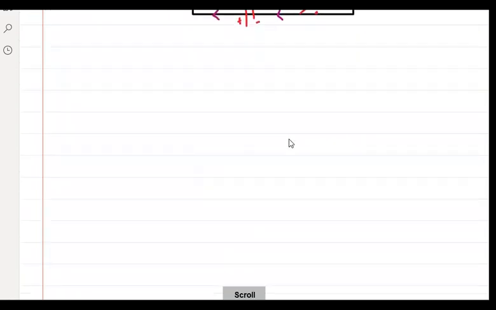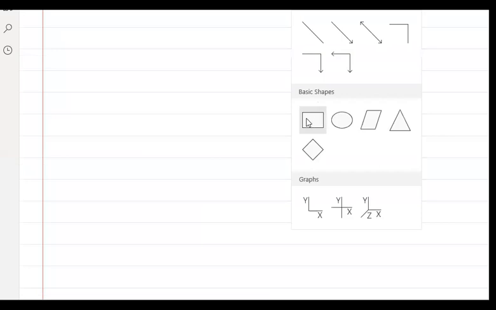Now, let us take one more example. Let us try to understand the basic expression for current in a better way. Suppose I'm having a conductor like this.